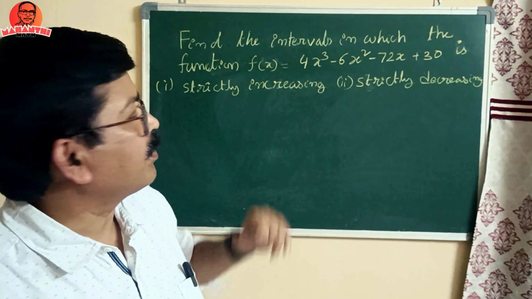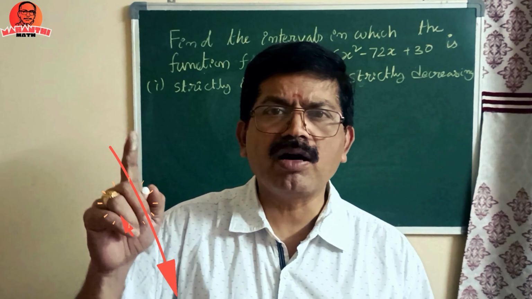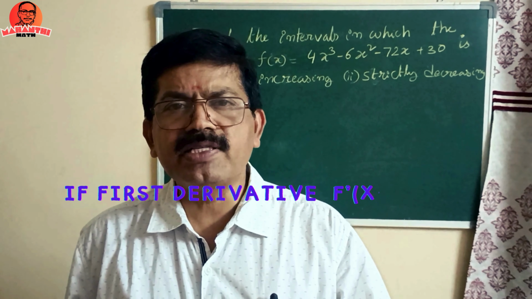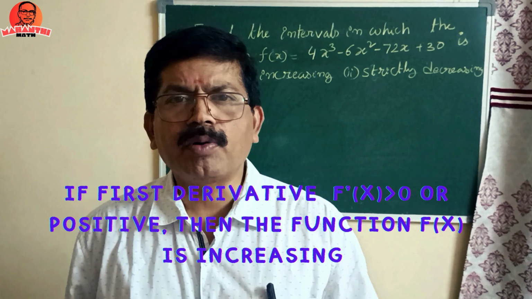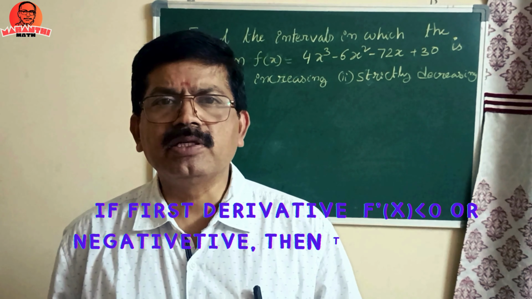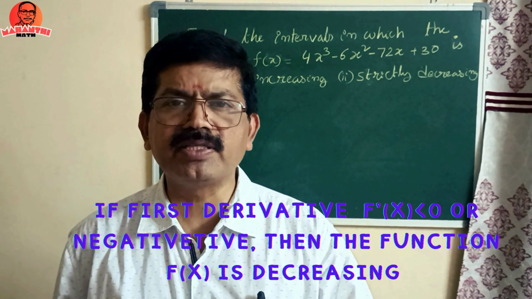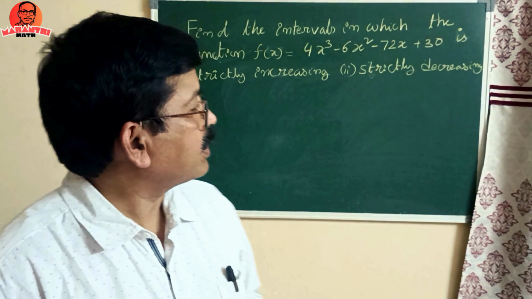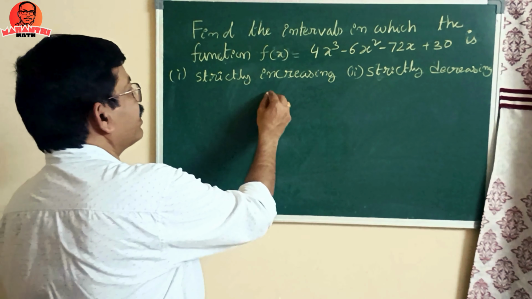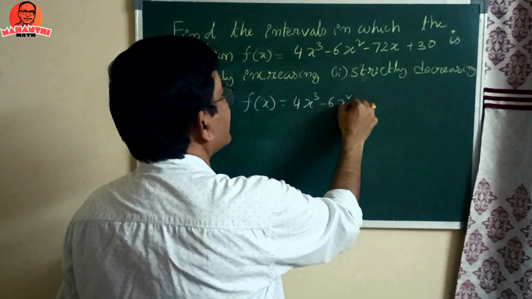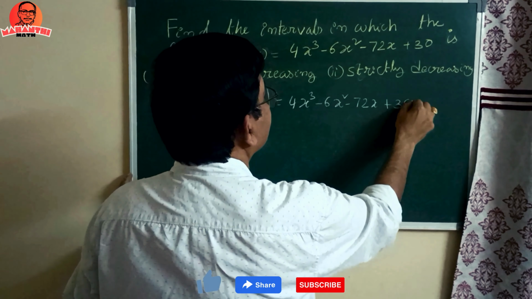Now, you see this sum, one function given, we have to find the intervals in which it is strictly increasing or decreasing. The concept is here, if first derivative is greater than 0, the function will be increasing. If first derivative is negative, the function will be decreasing. So we have to find the intervals where the first derivative is positive and where it is negative. Now we see, what is the given function? f(x) = 4x^3 - 6x^2 - 72x + 30.